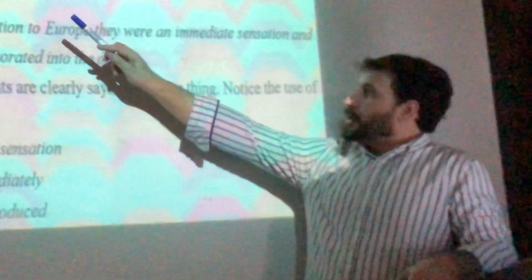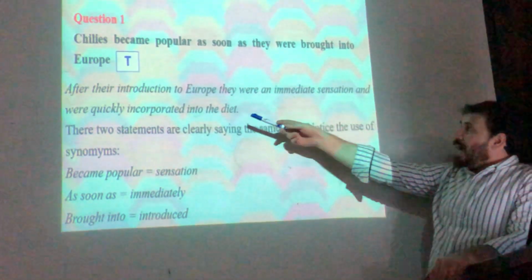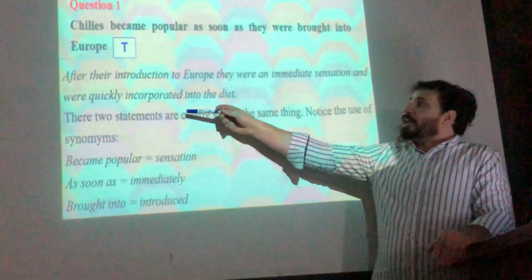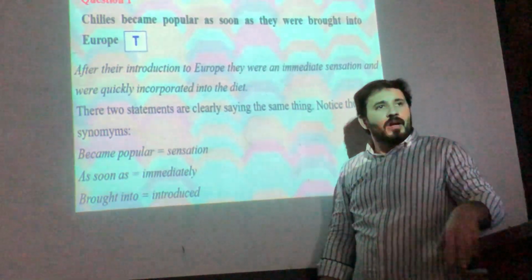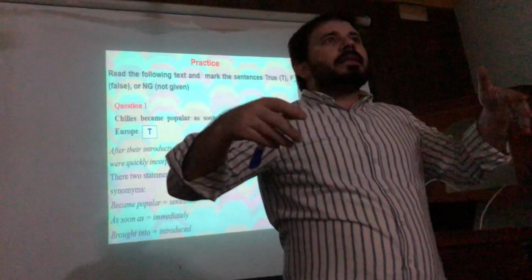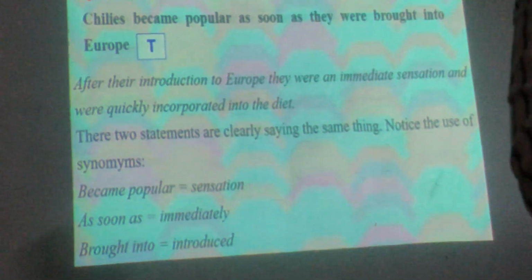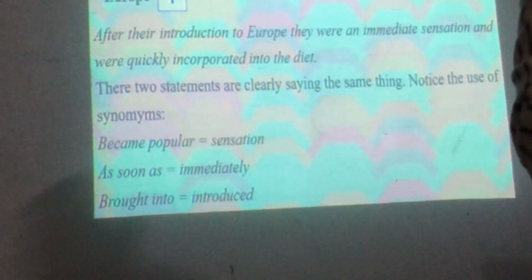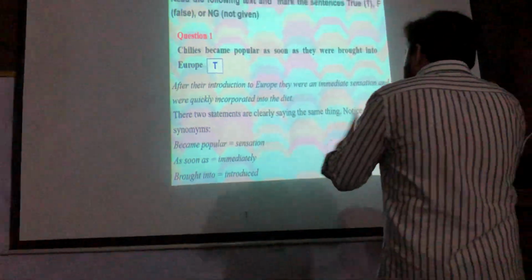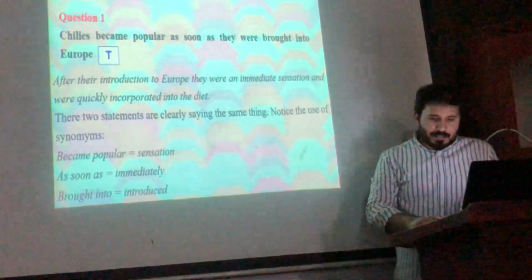Why? Because the question says chilies became popular as soon as they were brought into Europe. And they say after their introduction to Europe, they were an immediate sensation and were quickly incorporated into their diet. Diet means like khorak, they made it part of their diet. The information matches exactly the same, so that's why I can say this is the true answer.